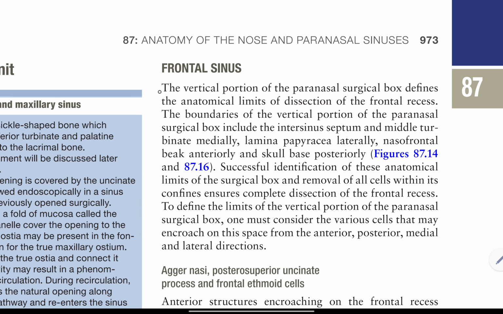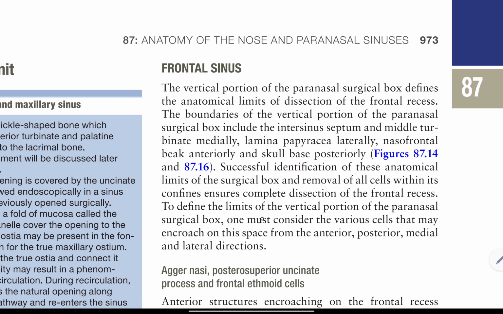Frontal sinus. The vertical portion of the paranasal surgical box defines the anatomical limits of dissection of the frontal recess. The boundaries of the vertical portion of the paranasal surgical box include the intersinus septum and middle turbinate medially, lamina papyracea laterally, nasofrontal beak anteriorly, and skull base posteriorly. Successful identification of these anatomical limits of the surgical box and removal of all cells within its confines ensures complete dissection of the frontal recess.